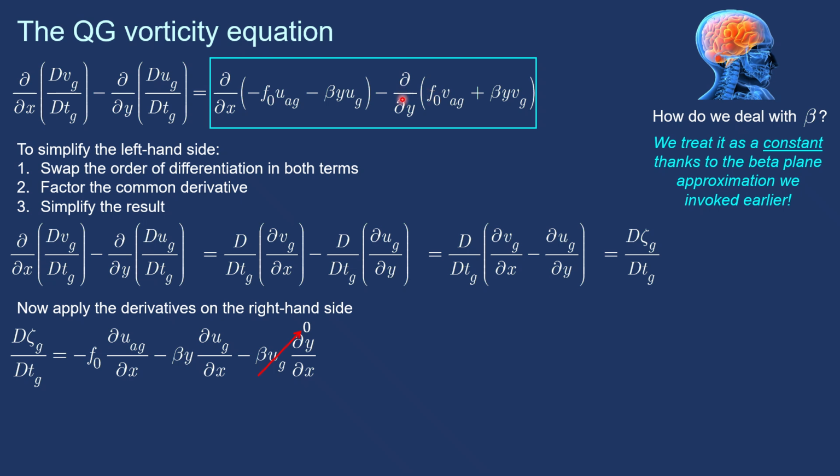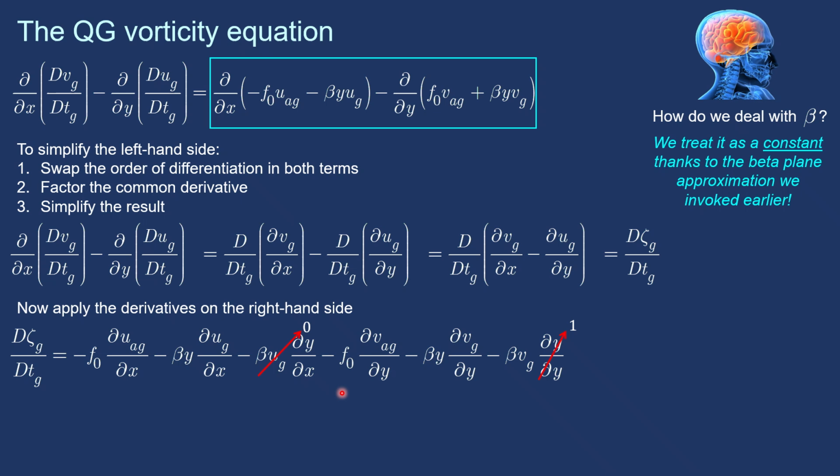F naught's a constant, so we're just going to get negative f naught times partial VAG partial y. In the second term, beta is a constant, and we have y times VG. The first is y, the second is VG. So first times derivative of the second is going to be negative beta y times partial VG partial y. And then second times derivative of the first is going to be negative beta VG times partial y partial y. Partial y is just unity, and so that final term will simplify just a bit.